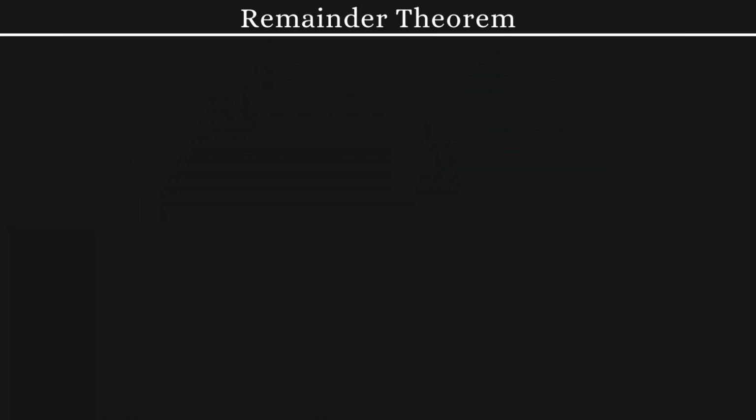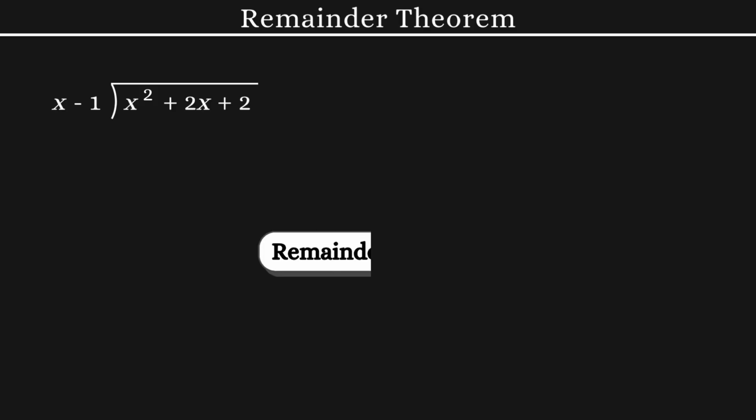Let's divide x squared plus 2x plus 2 by x minus 1 and we'll find the remainder. We'll do this using the long division method. X squared divided by x is x. Now we'll multiply x with x minus 1 to get x squared minus x.